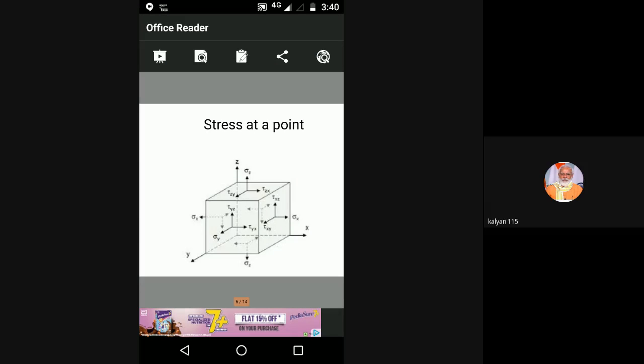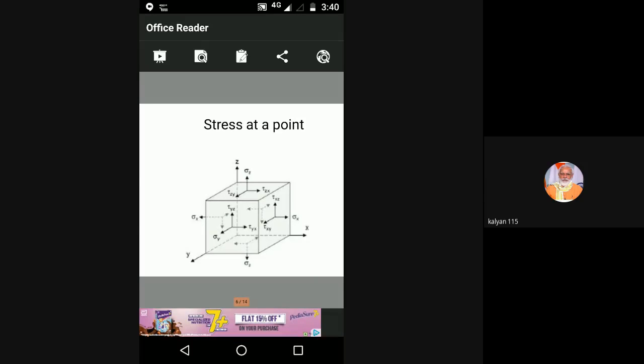Tensor. What is meant by a tensor quantity? It depends not only upon the magnitude and direction, it also depends upon the plane. If you look at that slide, I am considering a three-dimensional body. In that three-dimensional body, there is an x direction, a y direction, and a z direction.